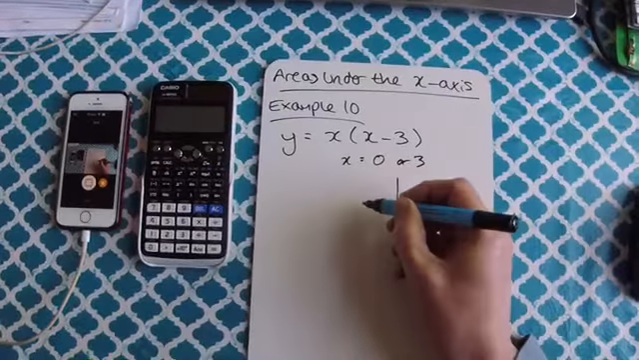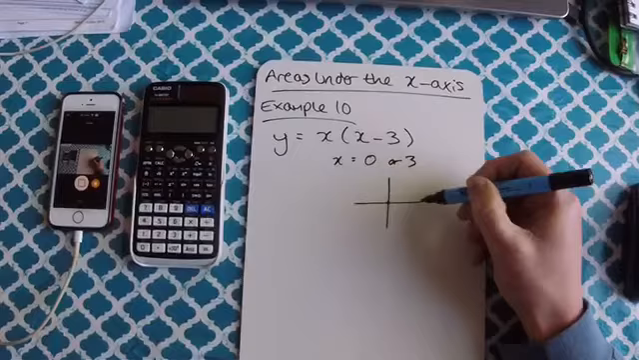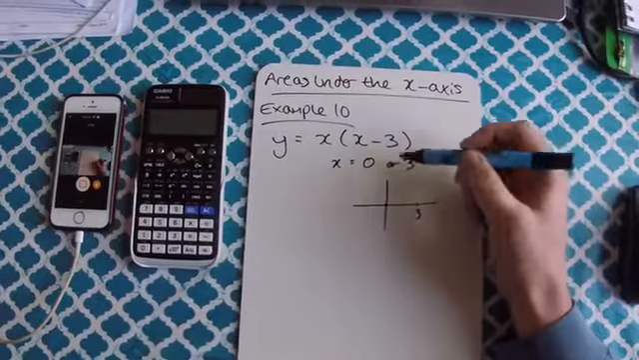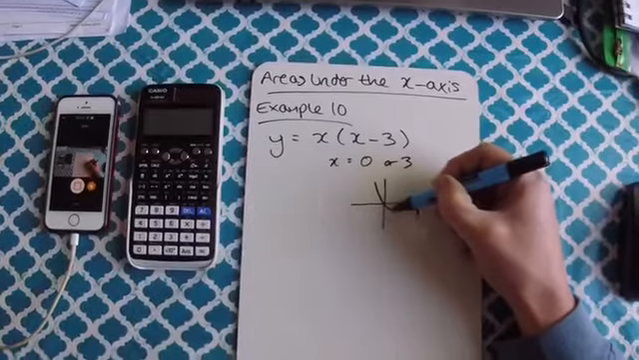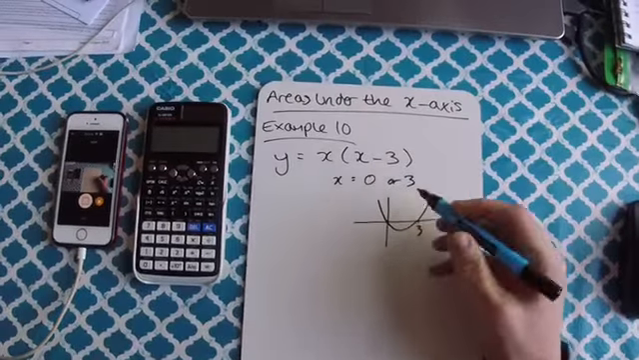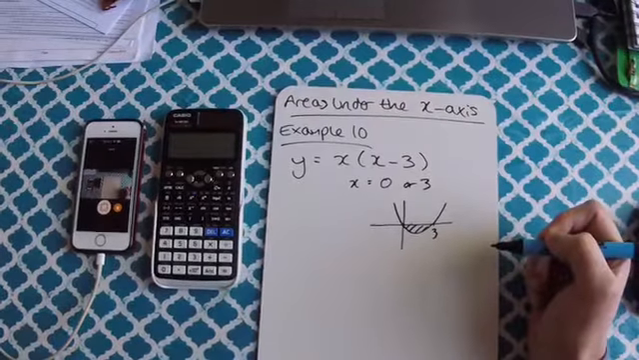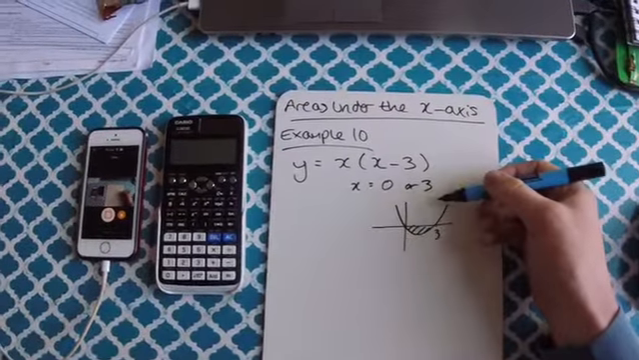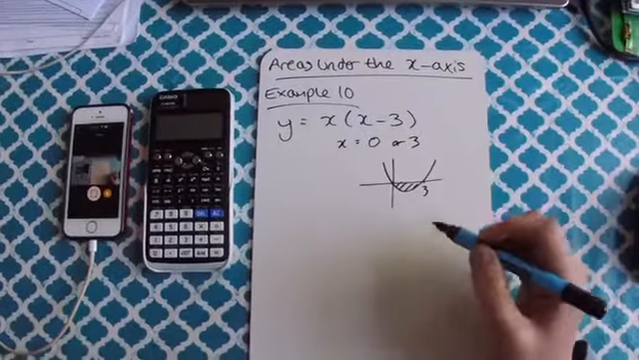So if I draw this out, we're going to have it cutting at 0 and 3, and this is just going to be a normal U-shaped quadratic. And what we notice is the area that we're looking for in this case is underneath the x-axis, not on top of it like in the previous set of exercises and examples.